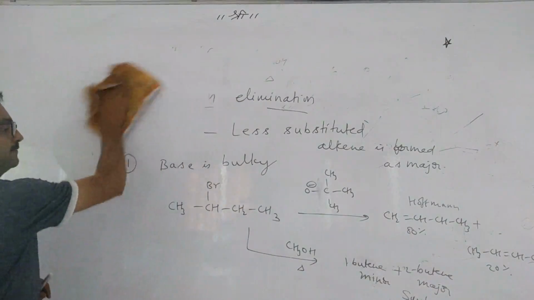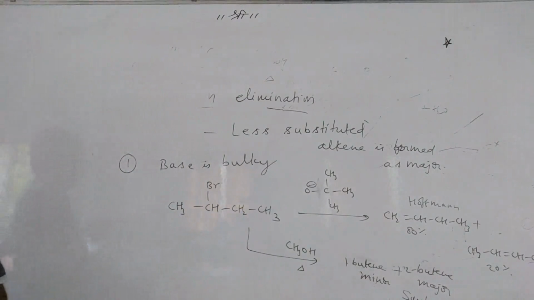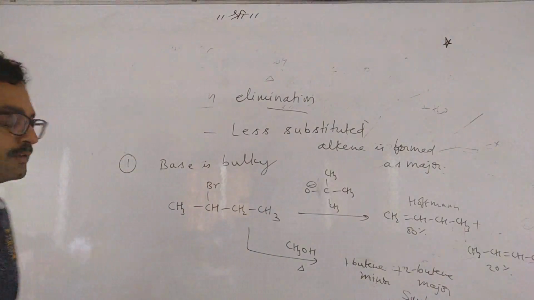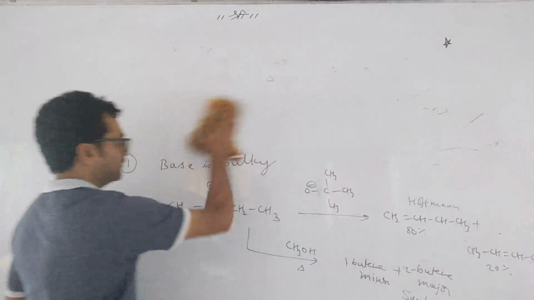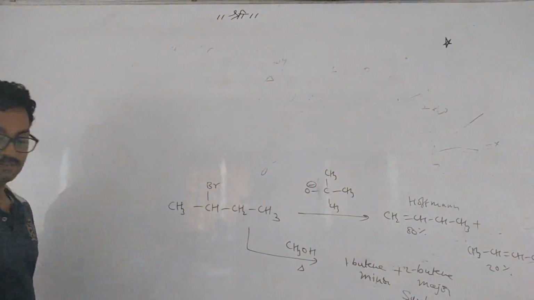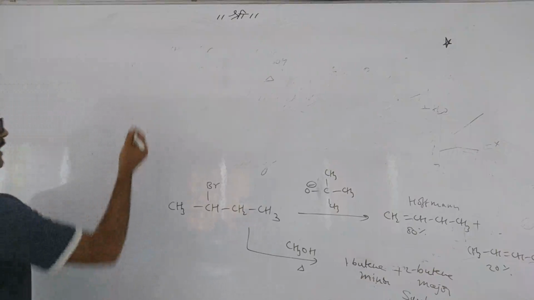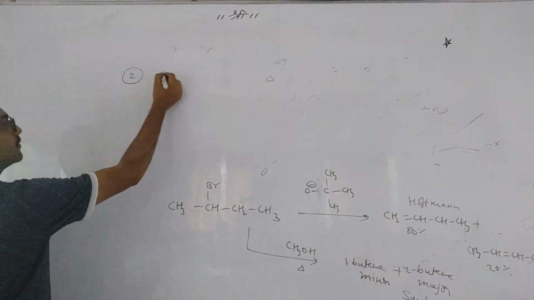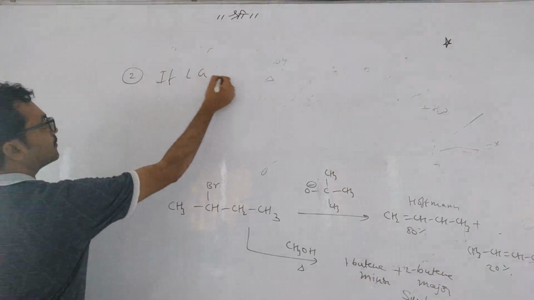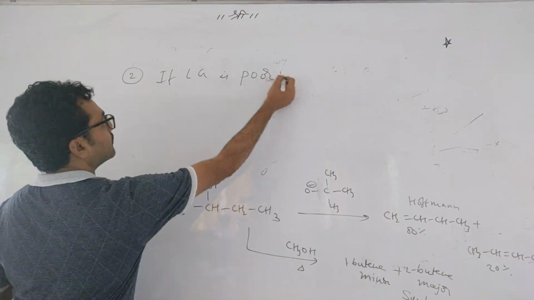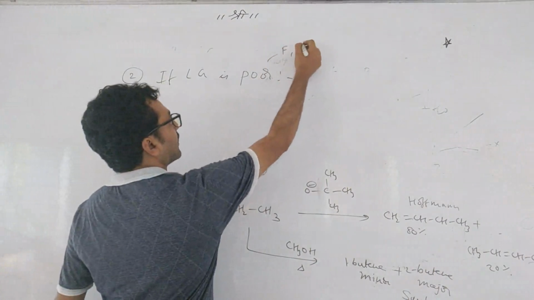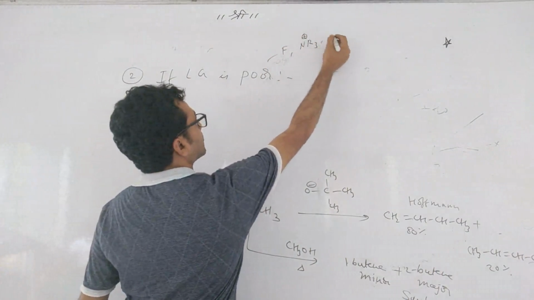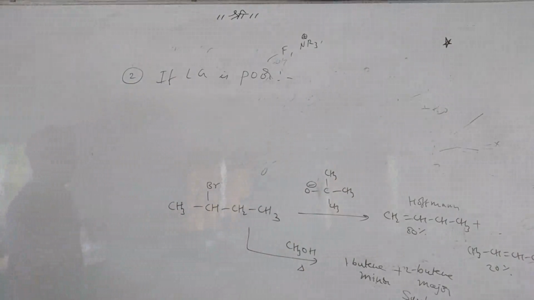Second case. What is the second case? If there is a poor leaving group, if the LG is poor, like fluorine or NR3 plus or Cl minus, like that, that is a poor leaving group, that time also you will get a Hofmann product.